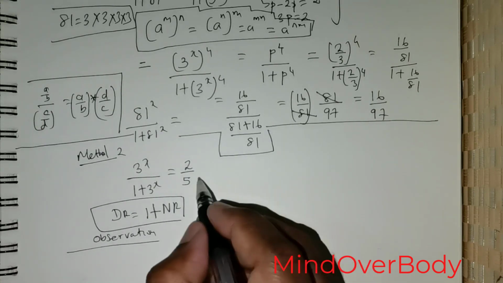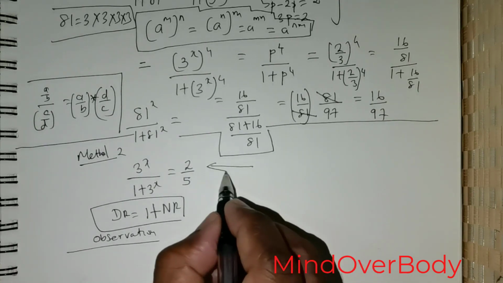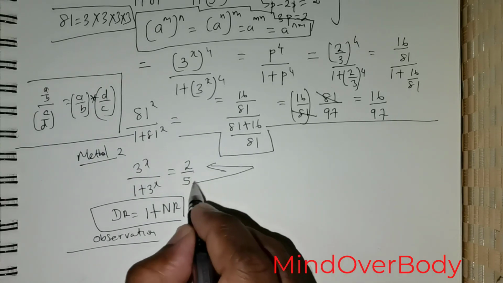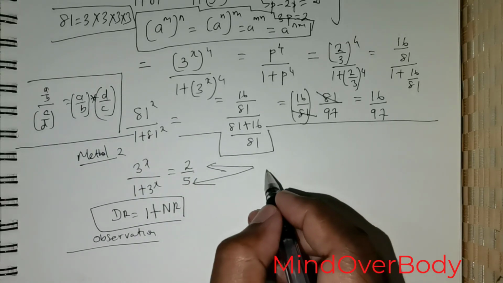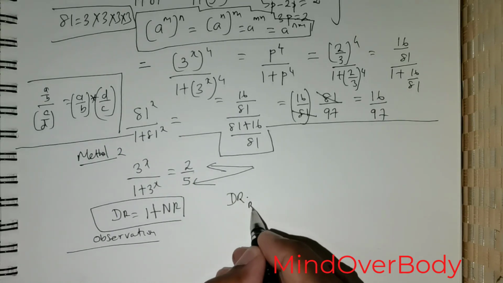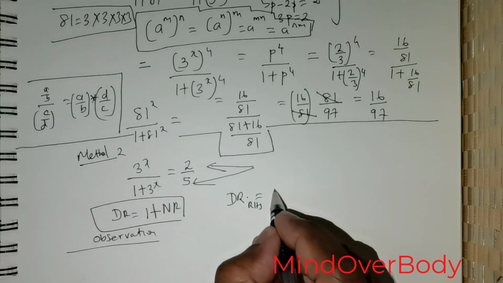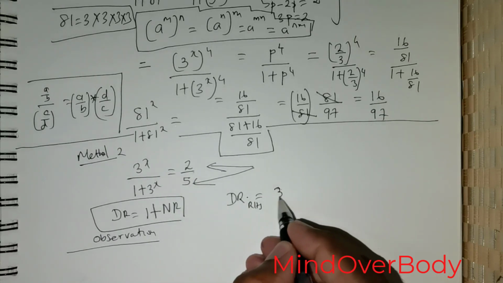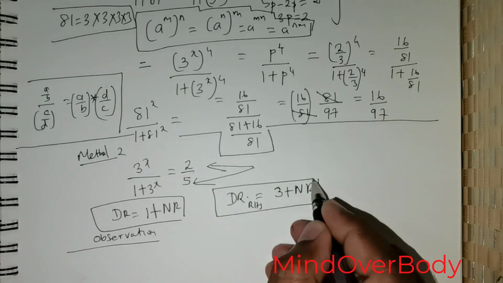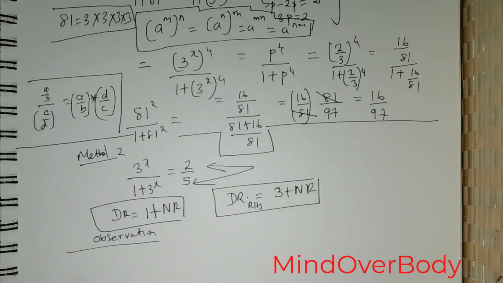Now what I wish to do is perform the same observation for the numerator. The numerator is 2 here and the denominator is 5. So that would mean the denominator on the right hand side is actually 3 more than the numerator. So that's a very important observation when it comes to the right hand side.